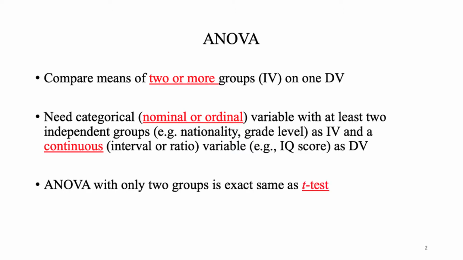So ANOVA with only two groups is the exact same thing as a t-test. So that's some interesting little conversation fodder for your next cocktail party. Did you know that the analysis of variance with two groups is exactly the same thing as a t-test? After they kick you out of the party, you can be proud of yourself for what you know about statistics. Let's move on.